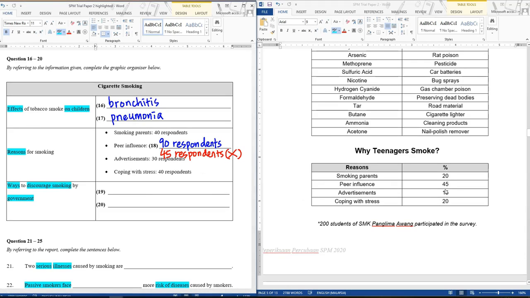Okay, as you can see here, 45% of respondents said that peer influence was the reason that they smoked. And in total, there are 200 students or 200 respondents in this survey. So what you would need to do is take 45 per 100% times 200 students. So in total, you would get 90. So the answer would be 90 respondents. The word respondents is also compulsory. So if you do not write the word respondents, you are also wrong.